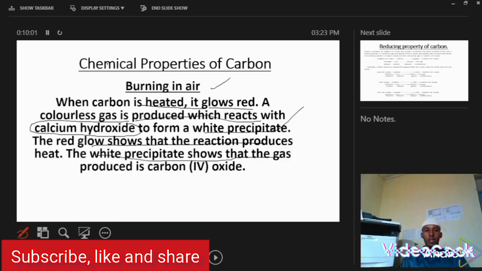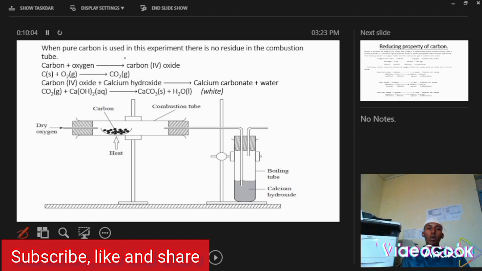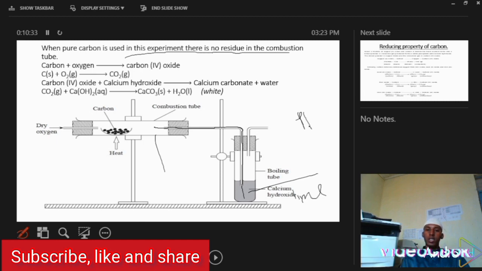When pure carbon is used in this experiment, there is no residue in the combustion tube. Here now we have the combustion tube. When dry oxygen gas passes over heated carbon, we get carbon dioxide gas. So the carbon dioxide gas passes through these delivery tubes, and once it reacts with calcium hydroxide, also known as lime water, a white precipitate is formed. Make sure that you write precipitate in full in the exam.